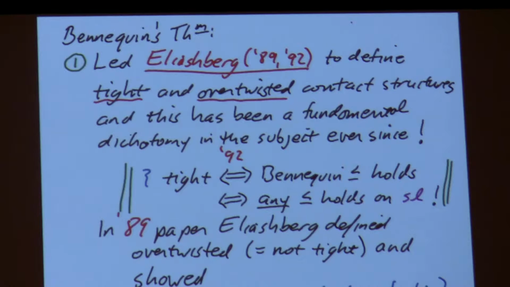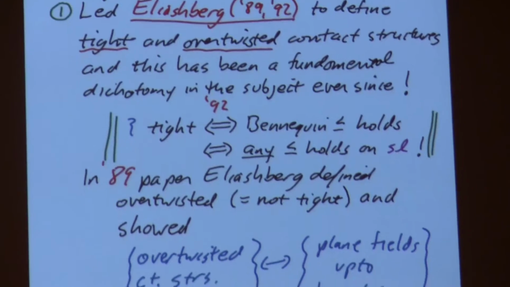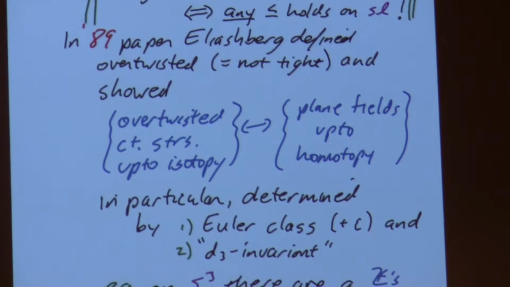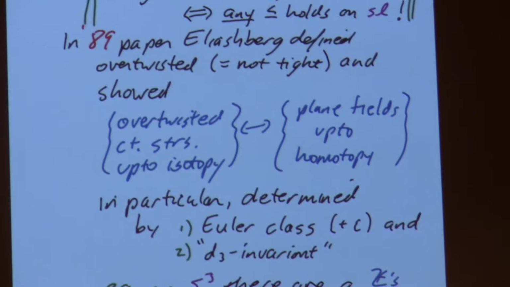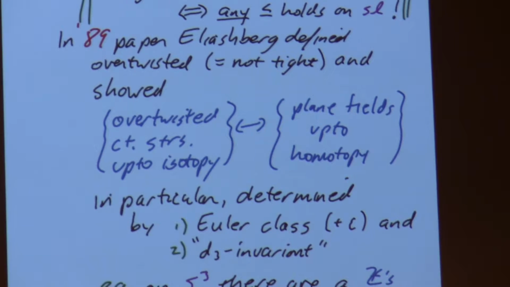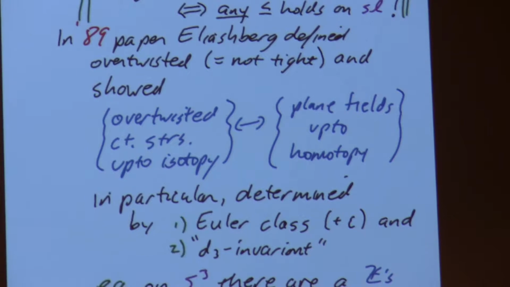And one thing that indicates why this dichotomy is interesting is that Eliashberg, in his '89 paper, showed that over-twisted contact structures, the ones that don't satisfy the Bennequin inequality, are in one-to-one correspondence with plane fields up to homotopy. Studying plane fields up to homotopy is very easy. It's just a little bit of bundle theory, a little bit of algebraic topology, very easy to work out. If I was running fast, I was going to spend a little time telling you about the homotopy class of plane fields, but I think I won't, so that we can hopefully finish up on time.